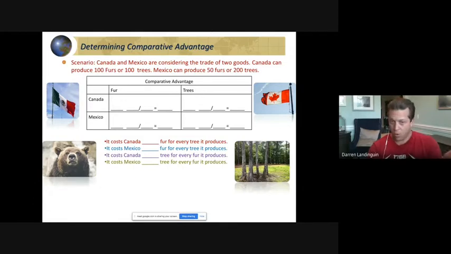So step number 1, let's go ahead and input the data, right? So Canada is a 100 over 100. Mexico is 50 for every 200. So step 1, let's put the just raw data in there. Step 2, let's determine if this is output or input. Well, this particular example is an output question, right? So what I'm going to do is use the other goes over method, like 100 over 100, 100 over 100, 200 over 50, 50 over 200. Okay, so let's go ahead and plug those numbers in.